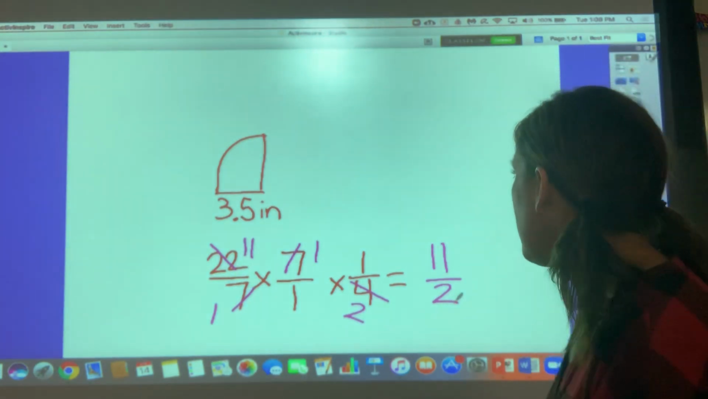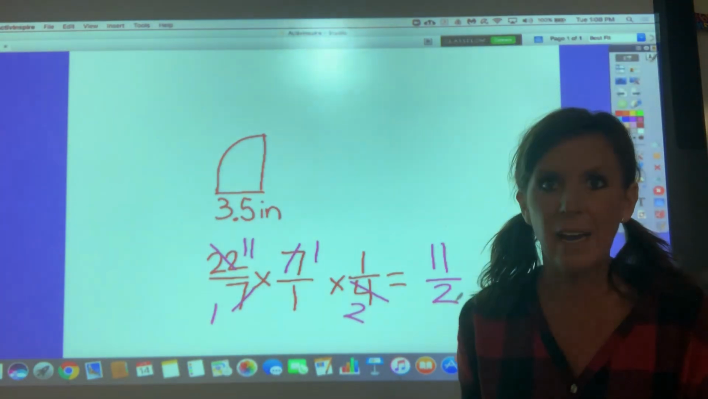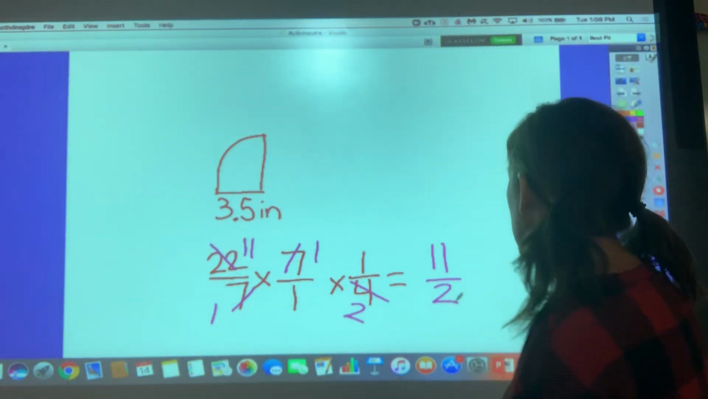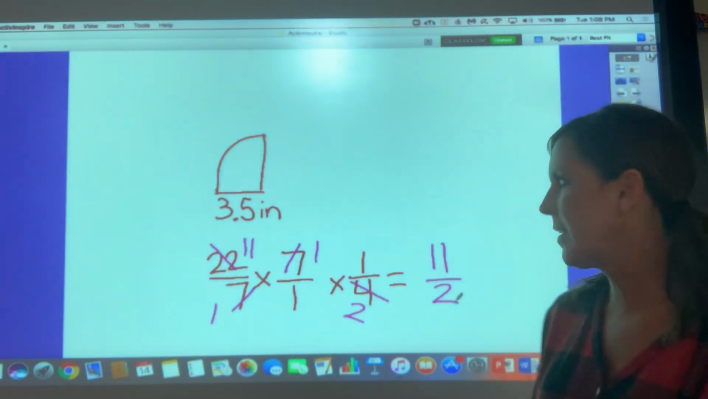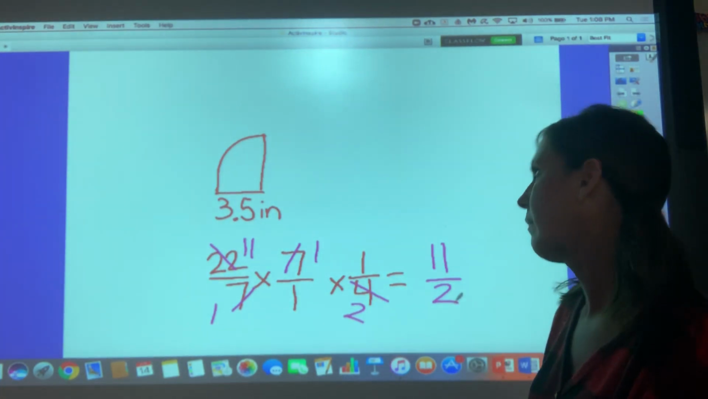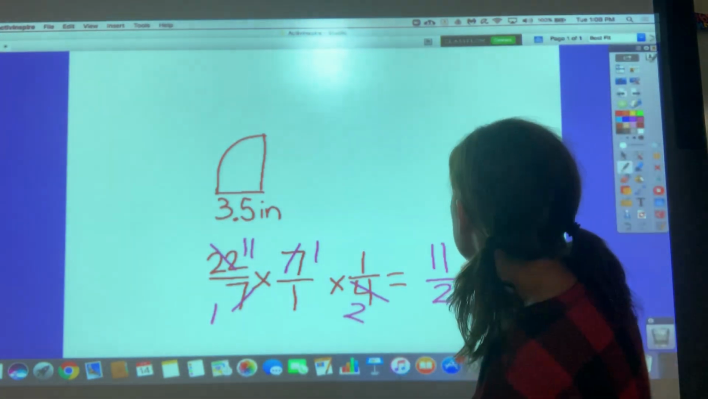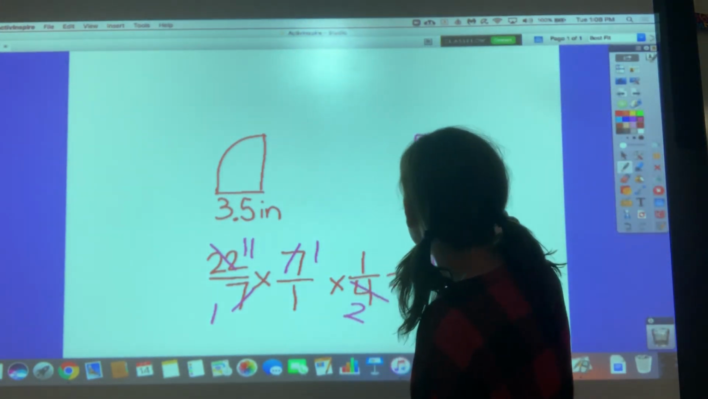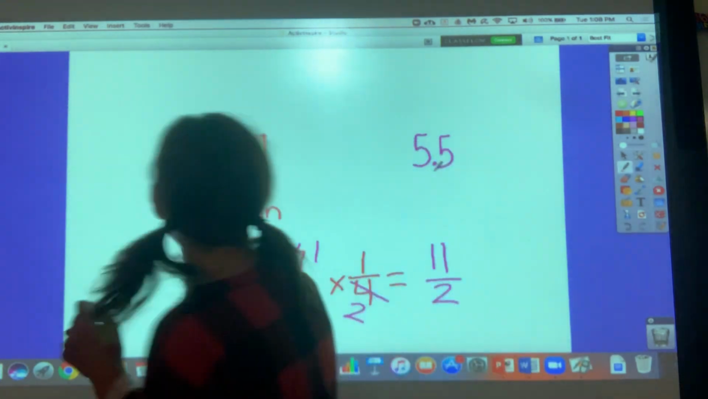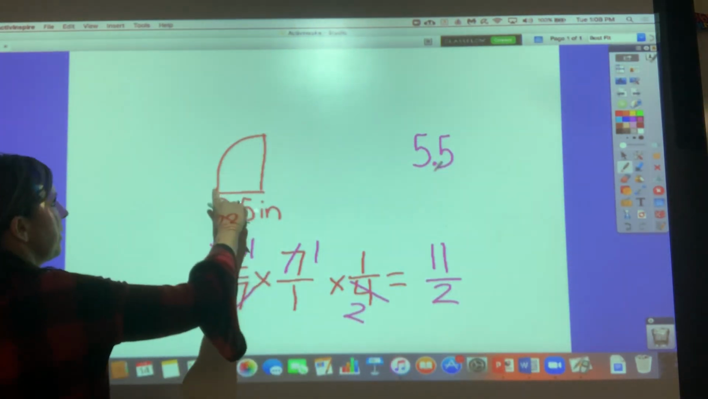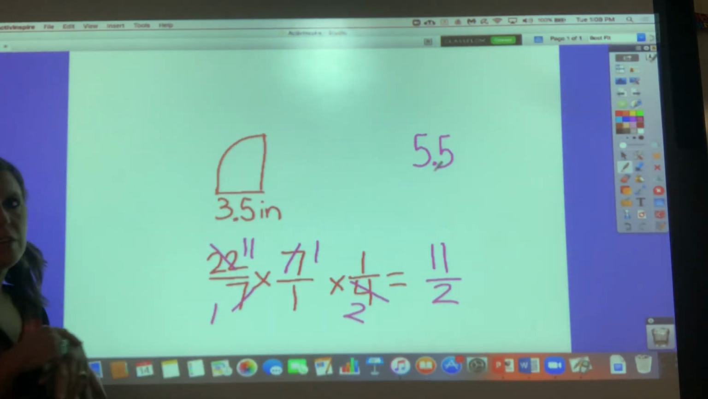So what would be 11 divided by 2? Of course, it's something and a half because 11's odd. So 11 divided by 2 would be what? Hopefully you got 5.5. So 5.5, and again, remember the 5.5 is just the curved part.